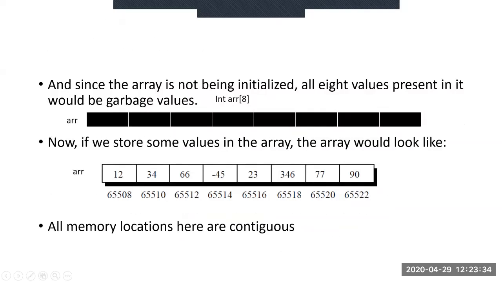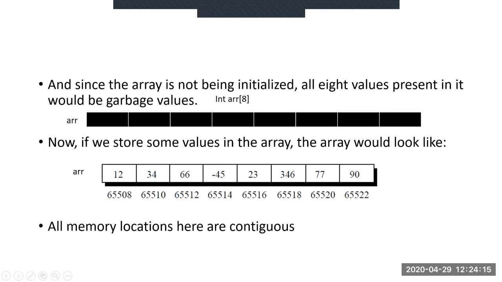Now, since the array is not being initialized with int array 8, all the 8 locations here are going to store garbage values. We are declaring the array, but we are not initializing it. We are not giving it any values. Now, the first, second, third, and all these 8 locations are going to store garbage values. If with scanf we now enter some values in these 8 locations, this is how it will look.